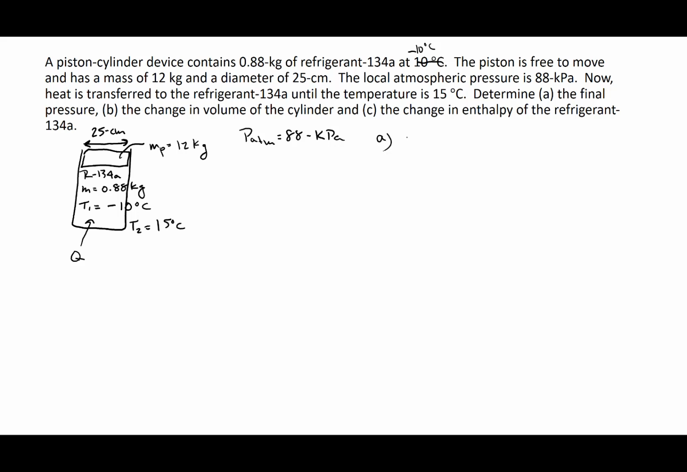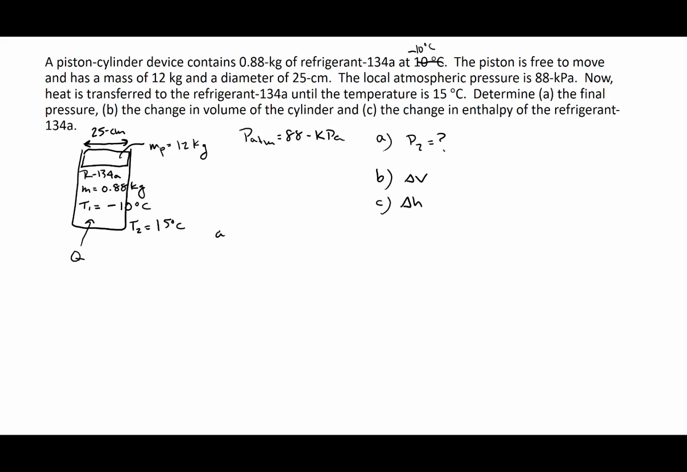So A, we want to find P2. And B, the change in volume of the cylinder. So we want to find the change in volume. And C, the change in enthalpy of the refrigerant 134A. So I'm just going to put delta H. All right.